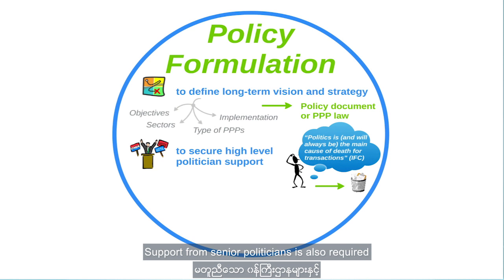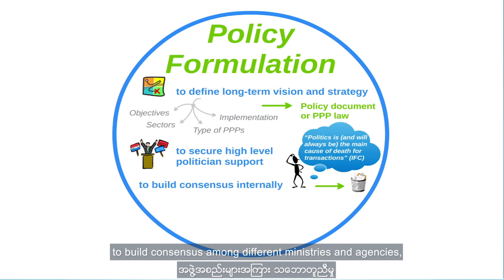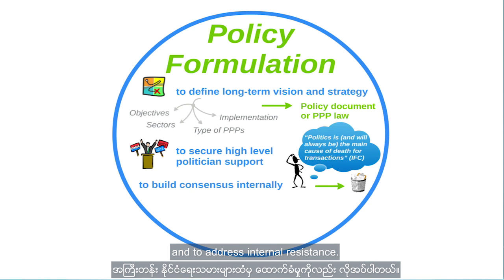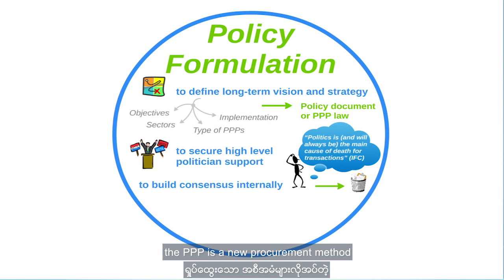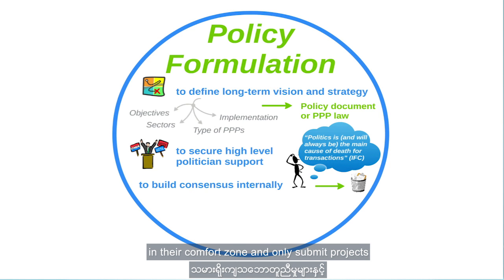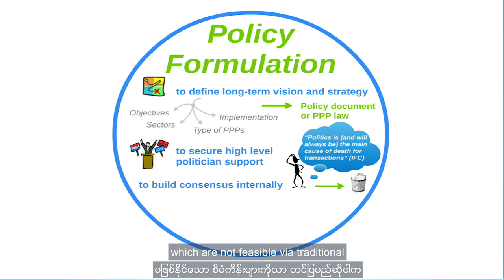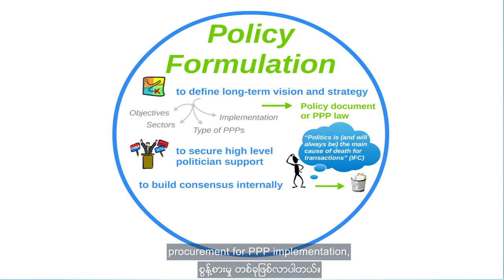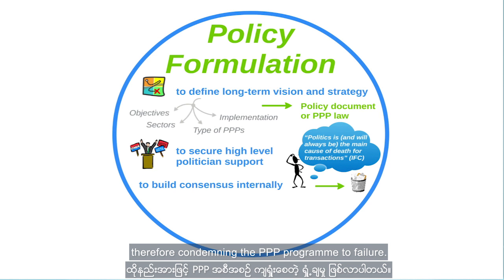Support from senior politicians is also required to build consensus among different ministries and agencies and to address internal resistance. For many government officials, the PPP is a new procurement method requiring complex arrangements, and they may be uncertain of their role in the whole process. Without internal buy-in, there's a risk that government officials may stay in their comfort zone and only submit projects which are not feasible via traditional procurement for PPP implementation, therefore condemning the PPP program to failure.